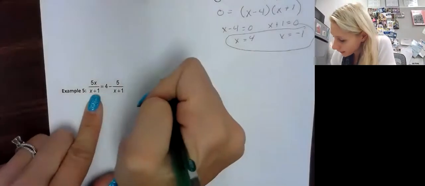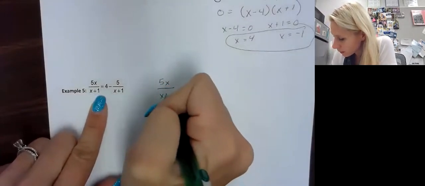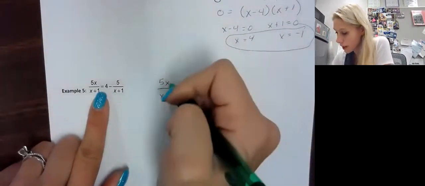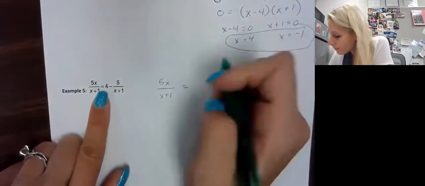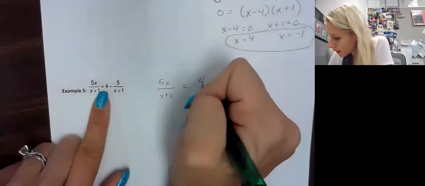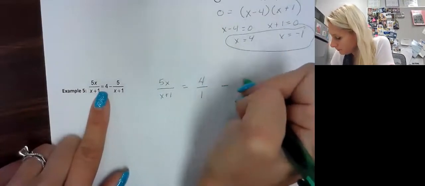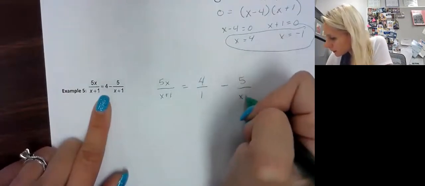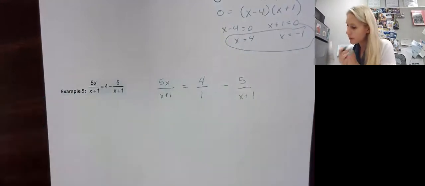All right, let's factor. So 5x, x plus 1 cannot be factored anymore. Do not cross those out. You can't cross those out because of this addition. Equals, well, 4 as a fraction is 4 over 1 minus 5 over x plus 1. Excuse me. All right, that can be factored, so we're good.